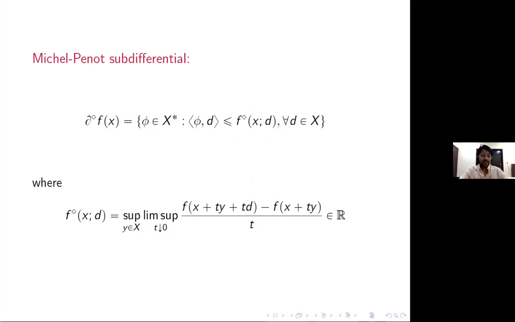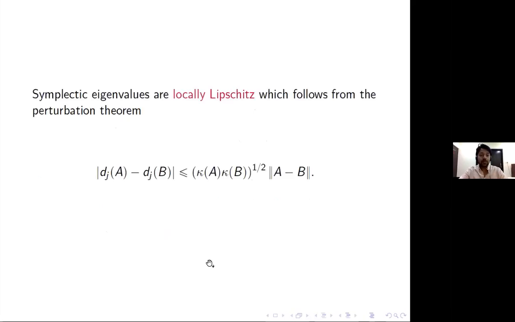So with these definitions in mind, we now move on to the symplectic eigenvalues. Recall the perturbation theorem we just saw earlier. From this perturbation theorem, it is easy to see that the symplectic eigenvalue maps are not only continuous, but they are locally Lipschitz maps. So it makes sense to talk about their Clarke subdifferential and Michel-Penot subdifferential.